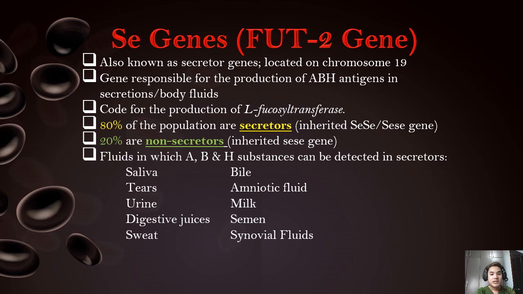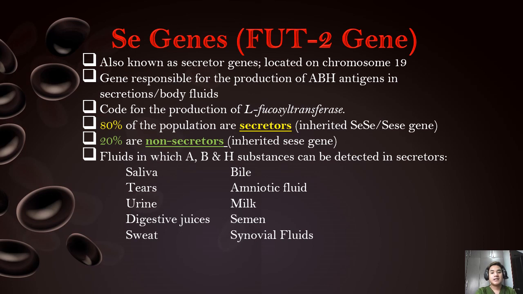Aside from your ABH genes, we also have in particular your SE genes, secretor gene, or your fucosyltransferase 2 gene. As stated previously, both your H gene and SE gene are closely linked together and are located on your chromosome 19. And since SE genes are found on a different chromosome locus from your ABO genes, it only means that your secretor genes or your SE genes do not affect or modify the formation of your ABH antigens on the RBC surfaces.